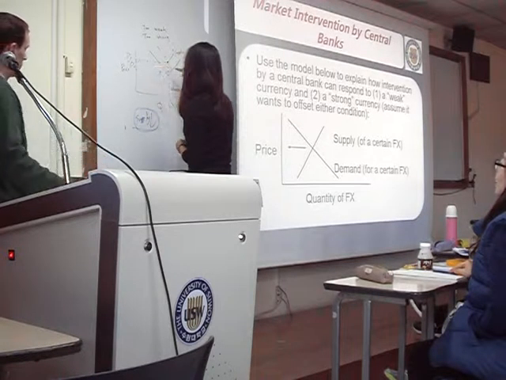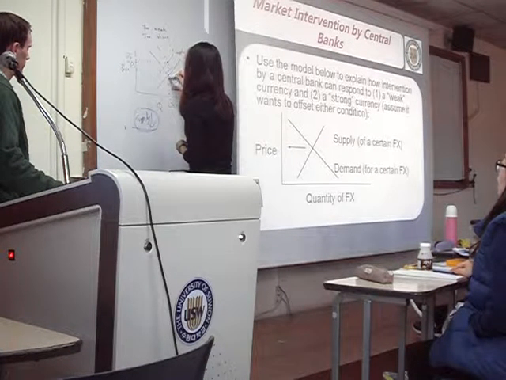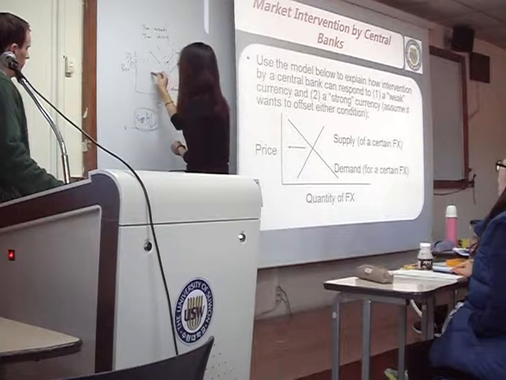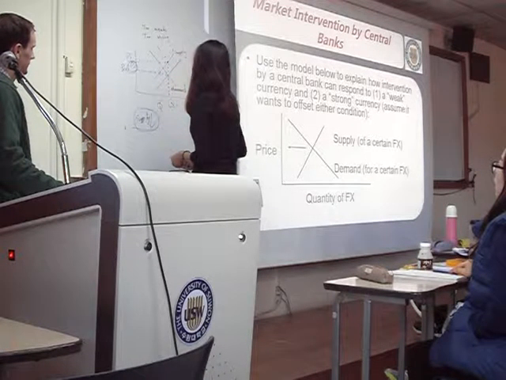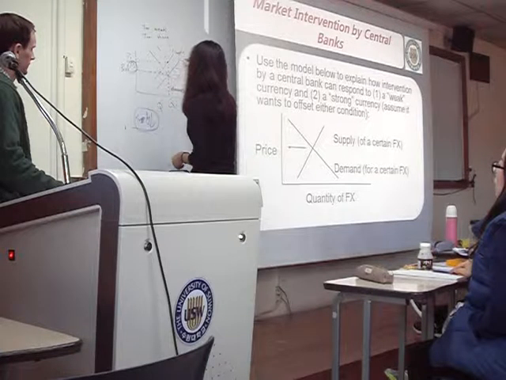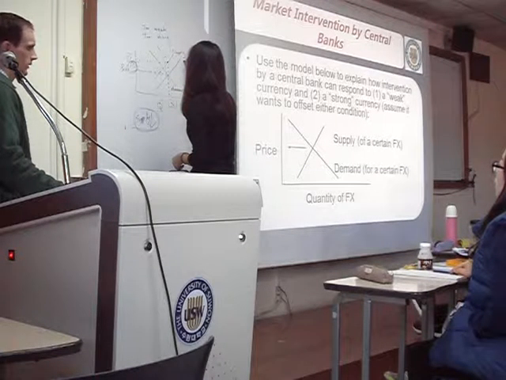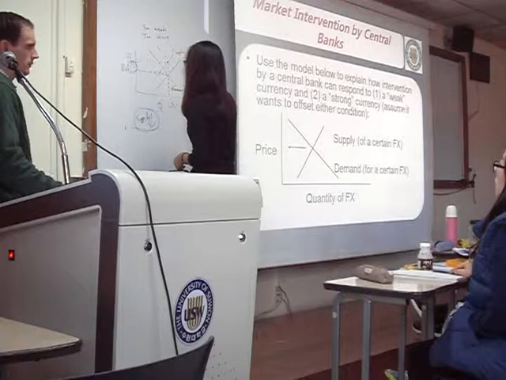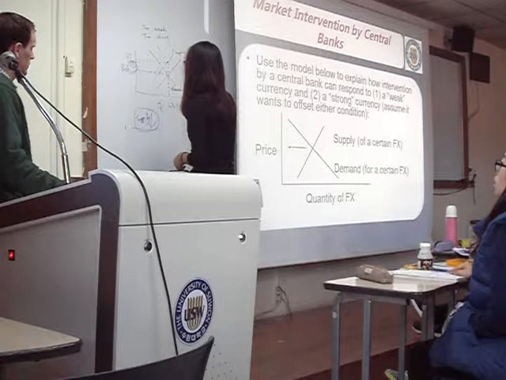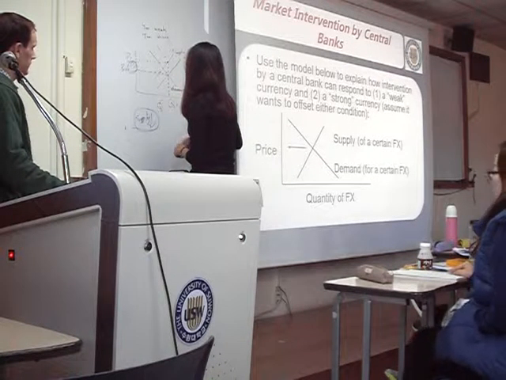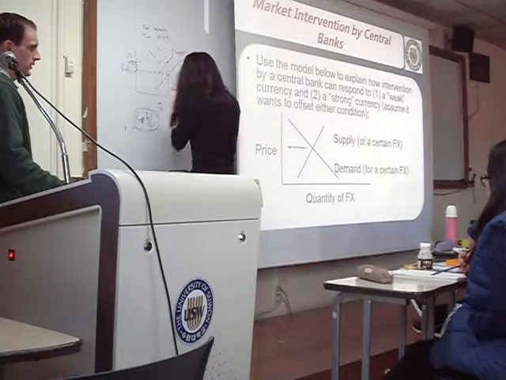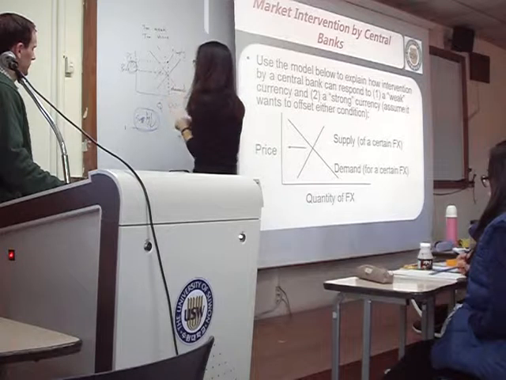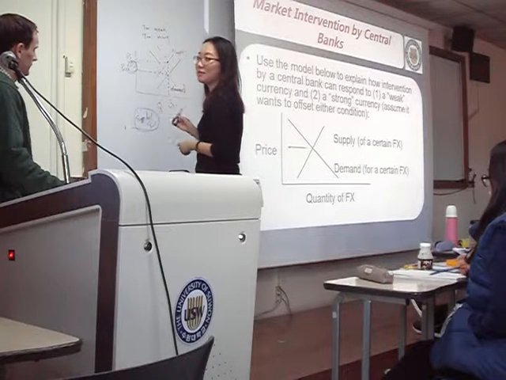Where the blue line meets the red line, right? That's the line. So what did you do? You want the price to go down. You want the price of houses to go down. Are you going to increase the supply of houses or decrease the supply of houses? Increase. You want the price of your currency to go down. What are you going to do? Increase the supply.